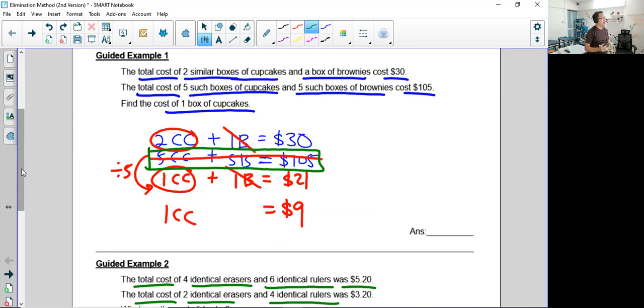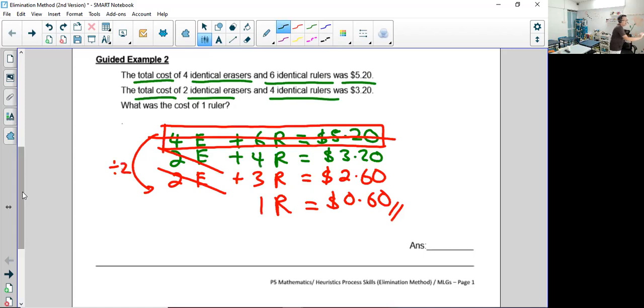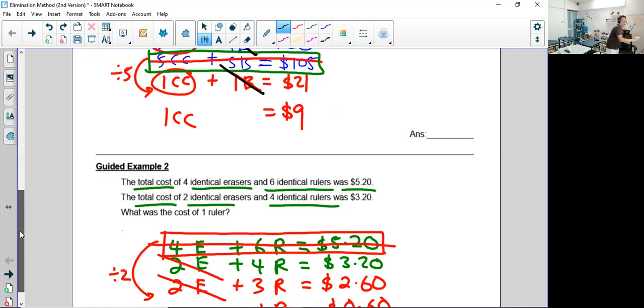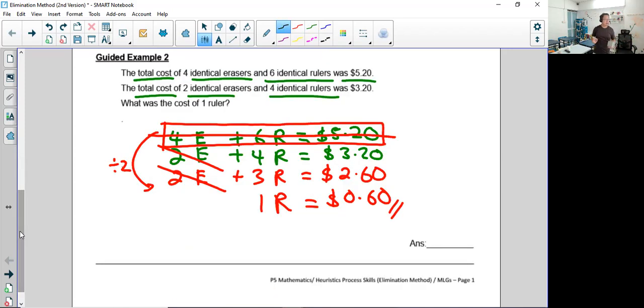Why must you subtract? You want to subtract so that you can get rid of the box of cupcakes. So there is a little bit of elimination, but there is a lot of thinking about how to find the box of cupcakes. Example 2 is the same method, the same way of doing. For example 2, you play with the statements, and then you subtract the statements to find what is one ruler, and so on.